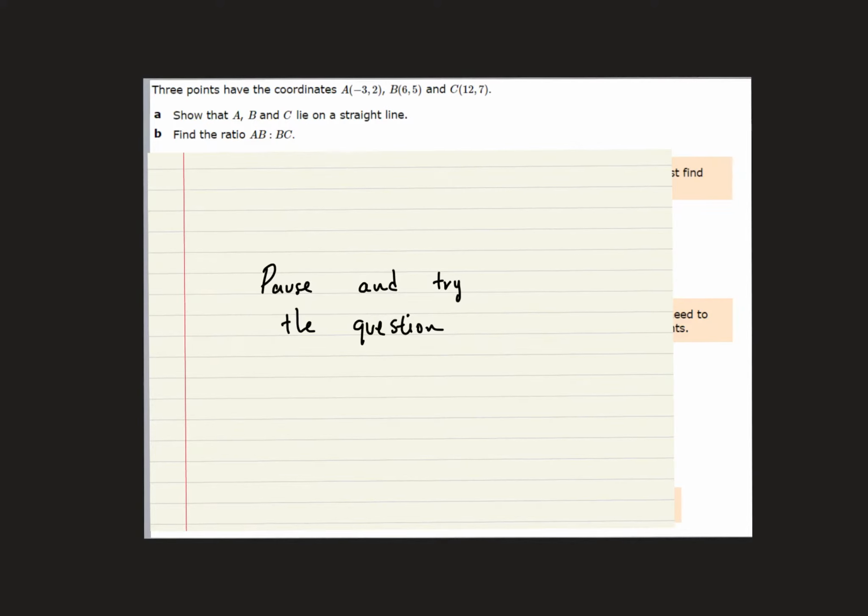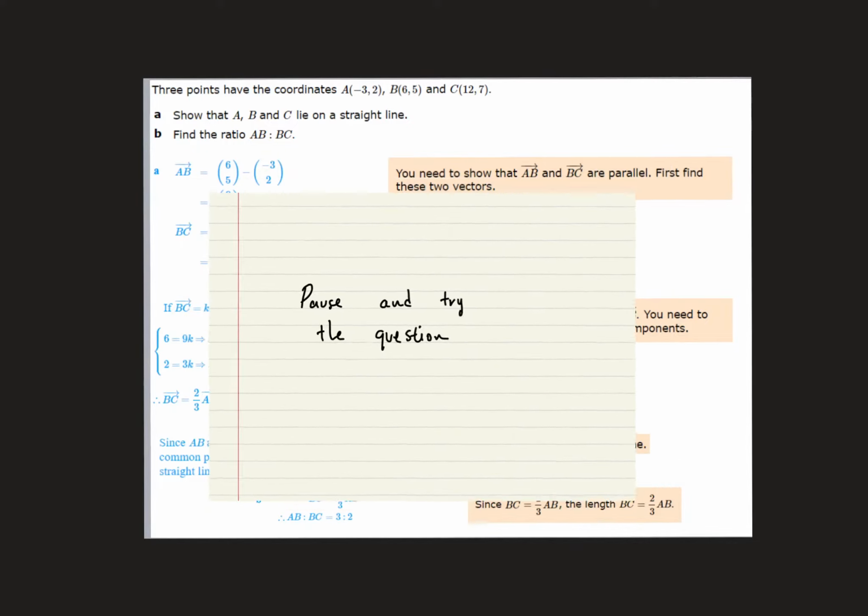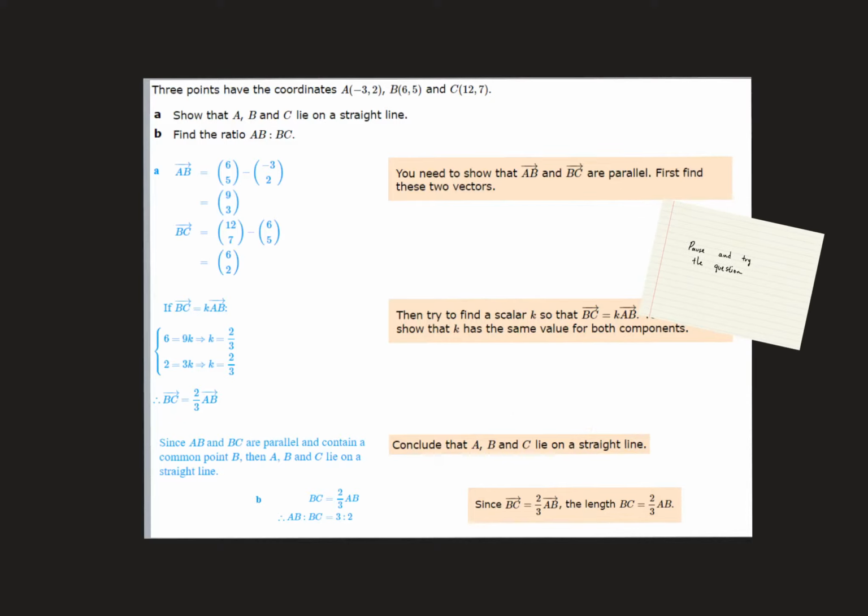This is the same question. I'm just going to show you the answers for it. What they've done, as you can see here, is they've worked out the vector AB, (9, 3), they've worked out the vector BC, (6, 2), and they've proved that they're multiples of each other. So BC to AB is 2/3.